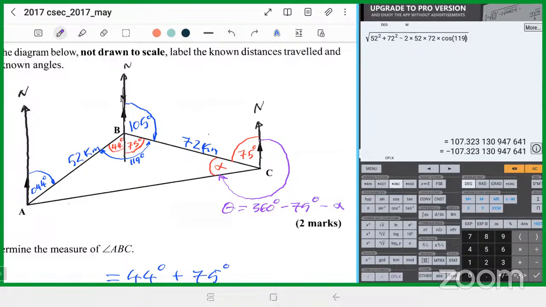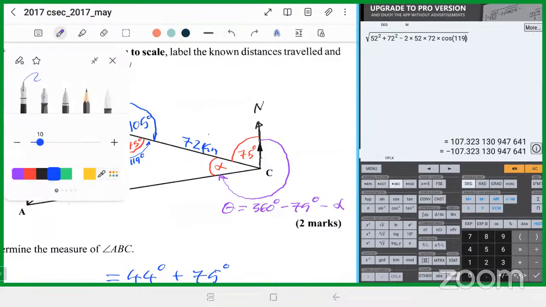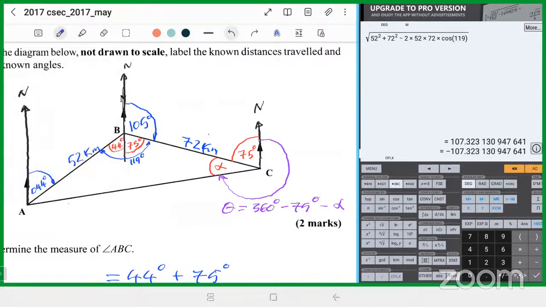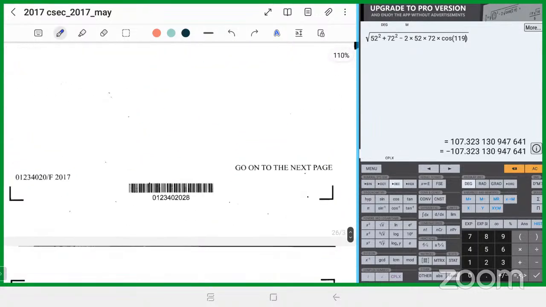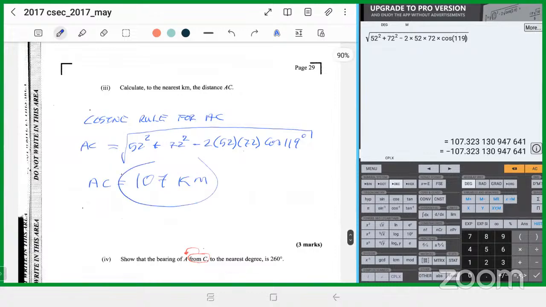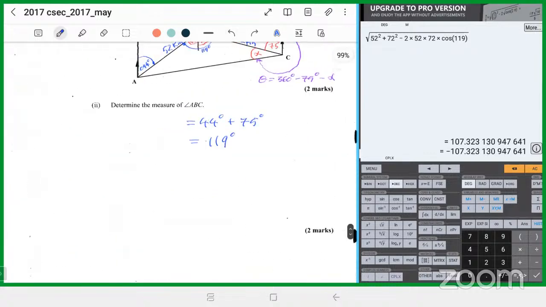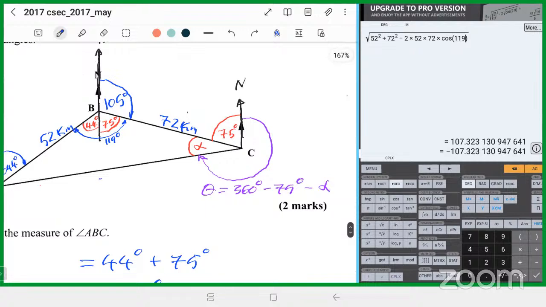All right? I'm going to use sine rule to calculate it. We already know this side. Let's put it on the diagram. Should have done that before. This side was what? What did we get? We got that side to be 107. Let's put it on the diagram right here. This side equals 107 kilometers.